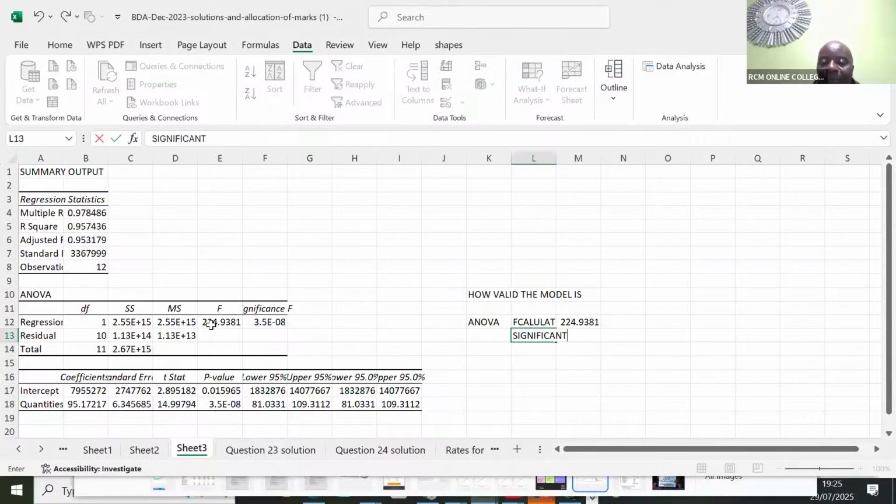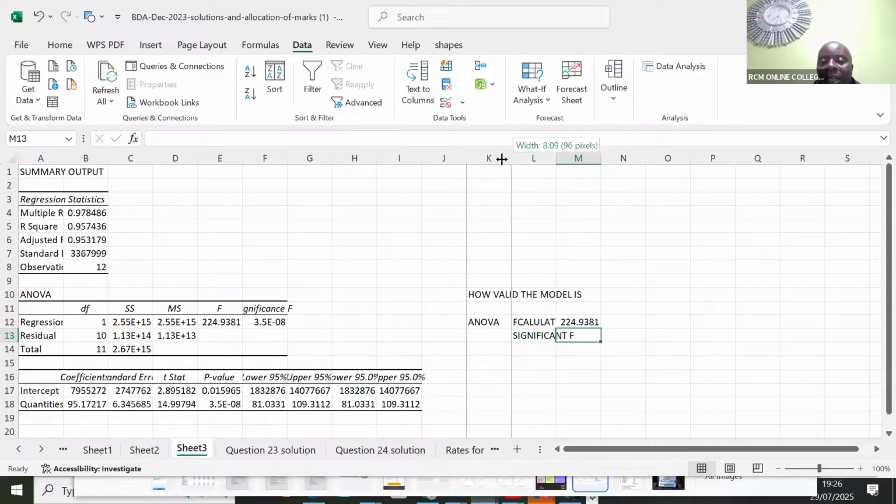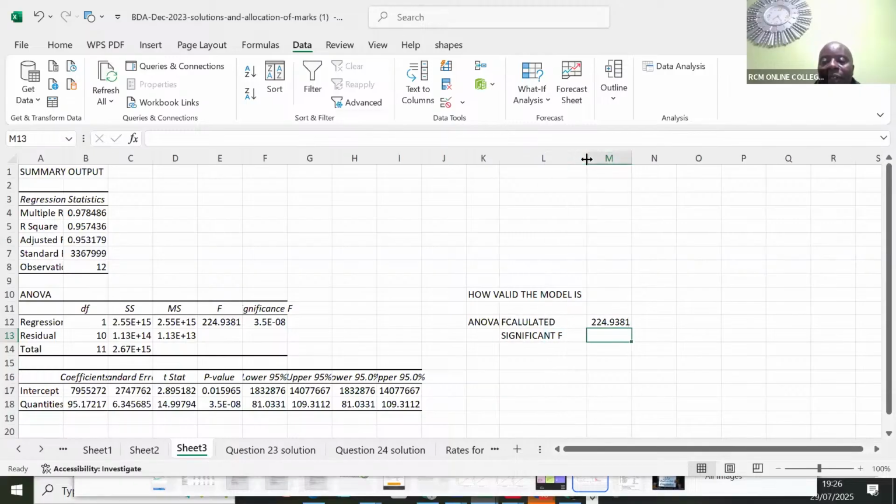The significance F, I can see it here, ladies and gentlemen. This number is really, really small. When you see 3.5 raised to a negative exponent, this is 0.000000035. This is a very, very small number.